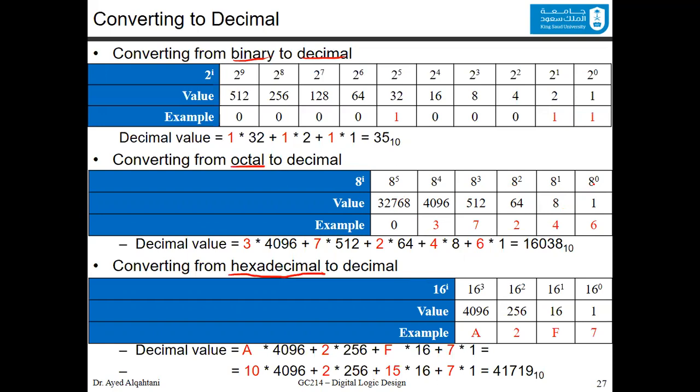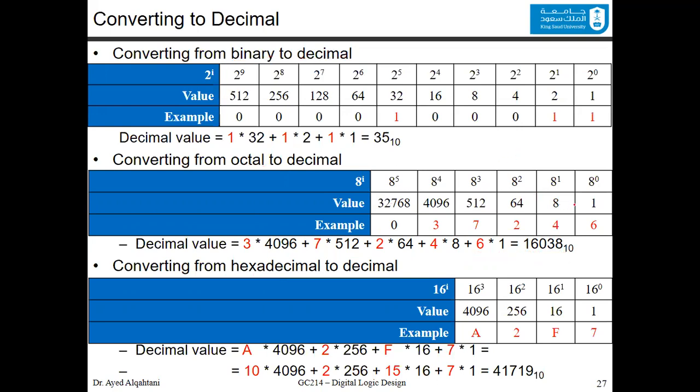So this is 8 to the power of 0, 8 to the power of 1, 8 to the power of 2, 8 to the power of 3, 8 to the power of 4, and 8 to the power of 5. If we have this number, for example, to get the equivalent decimal value for it, we will multiply 6 by 1, 4 by 8, 2 by 64, 7 by 512, 3 by 4096, and the last digit by 32768, which is 8 to the power of 5. And then you can stop here, because any 0 to the left is not considered. And then you add them together, you will get the value in decimal.